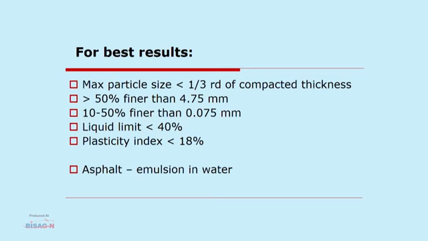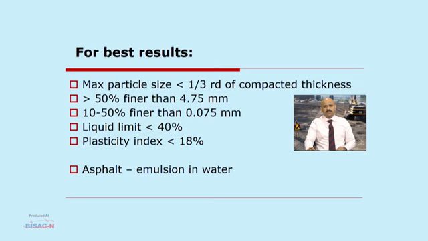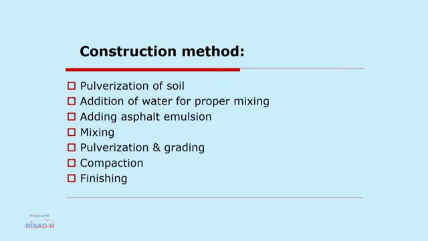For best results, these are the parameters which should be adopted. Maximum particle size should be less than 1/3 of the compacted thickness, greater than 50% finer than 4.75 mm, and 5 to 10 to 50% finer than 0.07 mm. Liquid limit should be less than 40%. Plasticity index should be greater than 18%. Asphalt should be immersible in water. The method of construction: pulverization of soil, adding water for proper mixing, adding asphalt emulsion, mixing, pulverization and grading, compaction and then finishing.